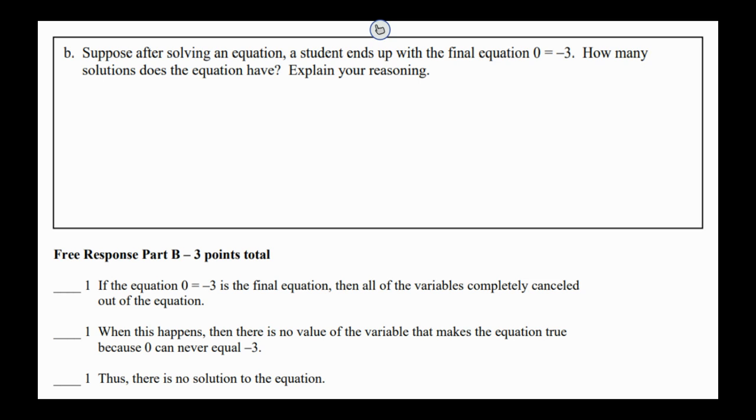If the equation 0 equals -3 is the final equation, then all the variables completely canceled out. That was worth 1 point, saying that the variables canceled out. We got another point for saying when this happens, there is no value of the variable that makes the equation true, because 0 can never equal -3.